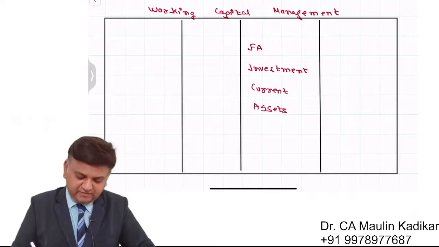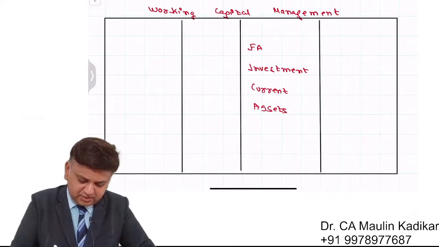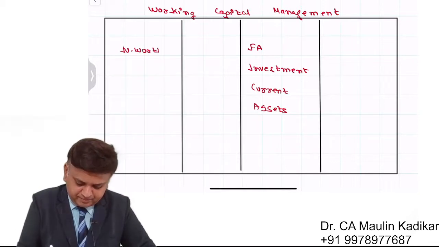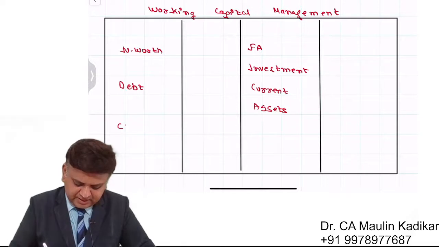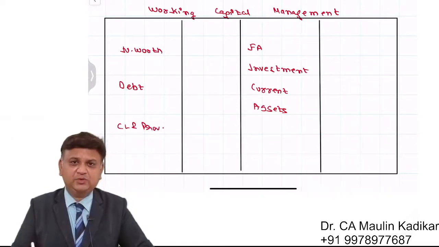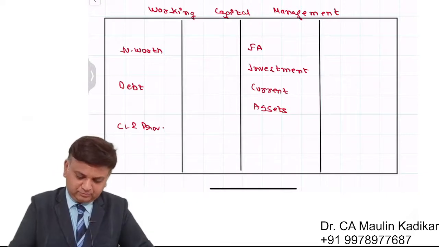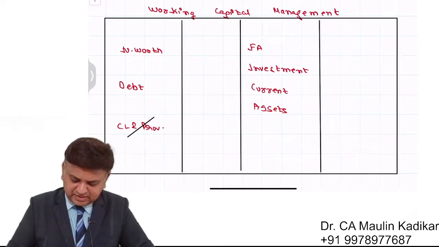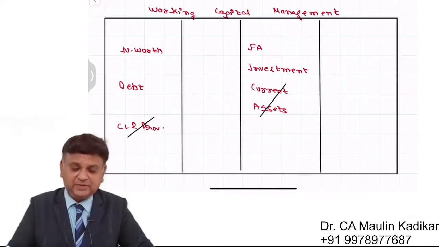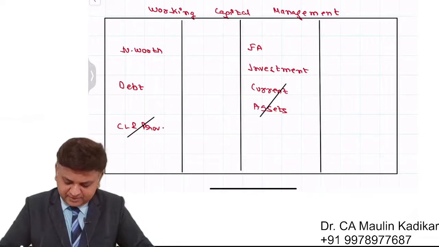On the liability side, we have the net worth. Then we have debt funds. Then we have current liabilities and provisions. This is what usually we have. If I transfer the current liabilities and the provisions to the asset side, then instead of current assets, we will have the working capital.